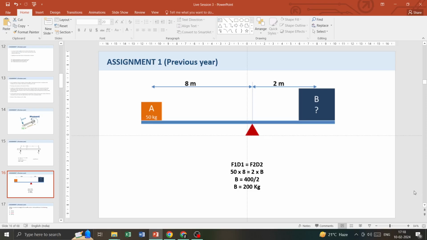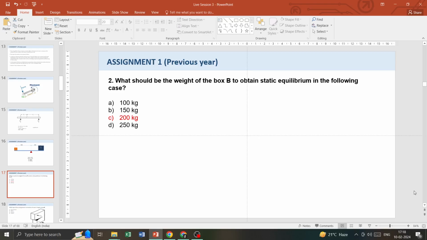Now coming back to the image that has been given here, if we put this equation on this question, F1 d1 equals F2 d2, which means 50 into 8, which is the weight A and the distance 8 meters from the pivot point, is equal to the distance 2 meters into the weight of the box B. Moving around the equation, we get B equals 400 by 2, which means B equals 200 kgs. So our answer is the weight of the box B should be 200 kgs for the system to obtain static equilibrium.